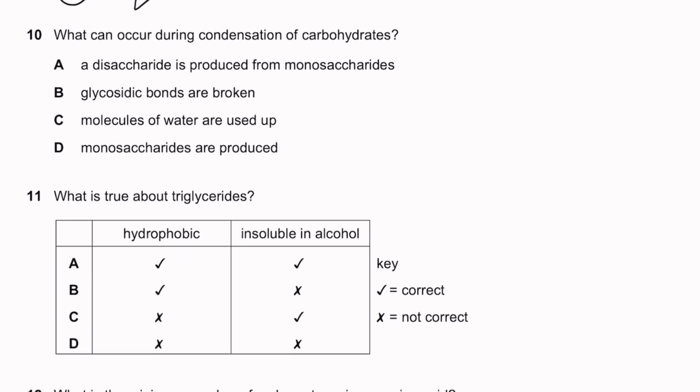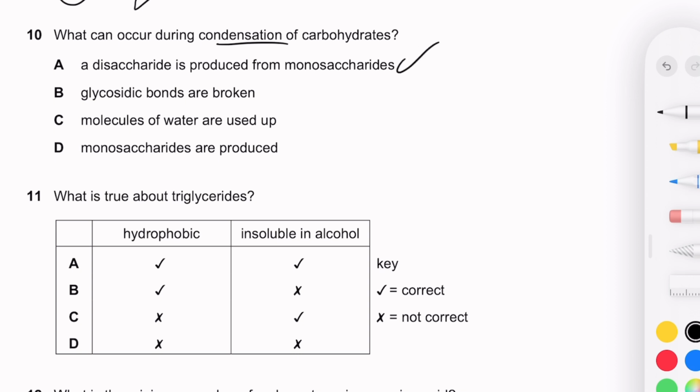Now, what can occur during condensation of carbohydrates? So a condensation reaction, a disaccharide is produced from monosaccharides, most definitely could happen. Glycosidic bonds are broken. No, that happens during a hydrolysis reaction, which is a breaking down of a covalent bond by the addition of water. And molecules of water are used up. No, molecules of water are going to be released in condensation.